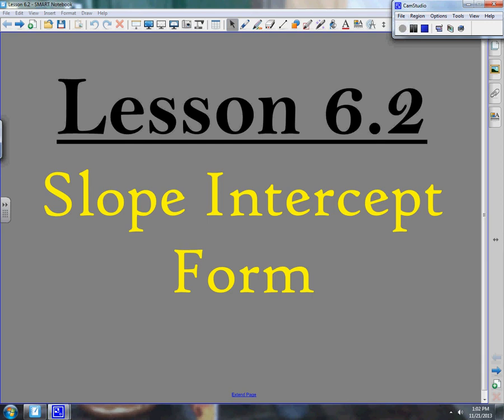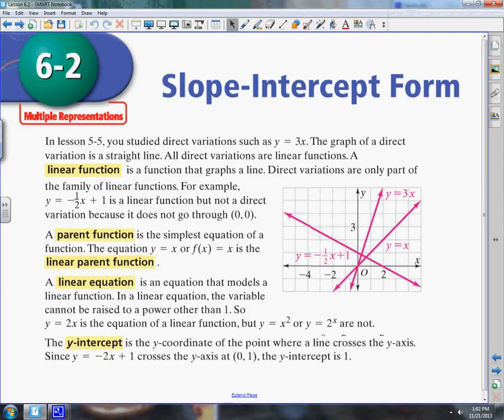Lesson 6.2 is titled Slope-Intercept Form. 6.2 for algebra has quite a few definitions, so make sure you pause this video and write down these definitions.